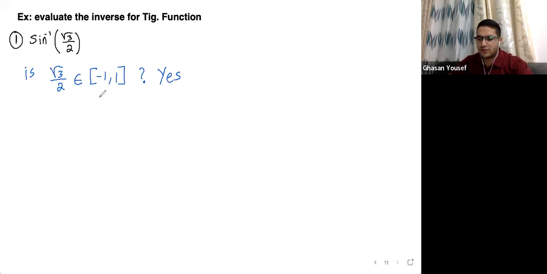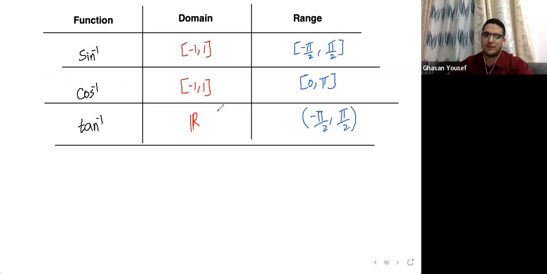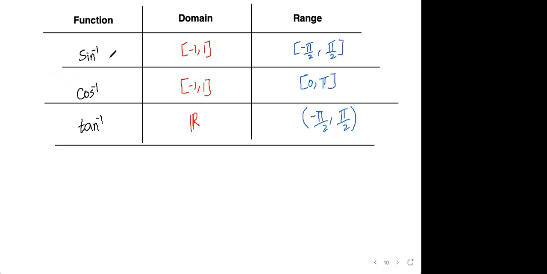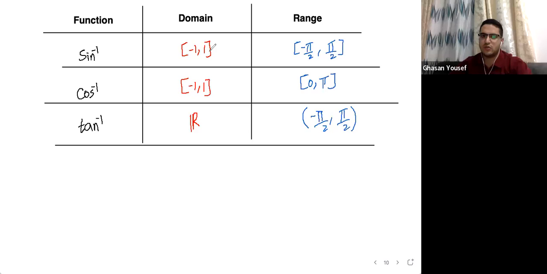Can you go back to the table? Yeah, here's the table. For sine inverse, the domain must be from -1 to 1. For cosine inverse, the domain must be from -1 to 1. For tan inverse, the domain must be R. The ranges are from -π/2 to π/2, 0 to π, and -π/2 to π/2, but here it includes the endpoints, and here it doesn't include them.